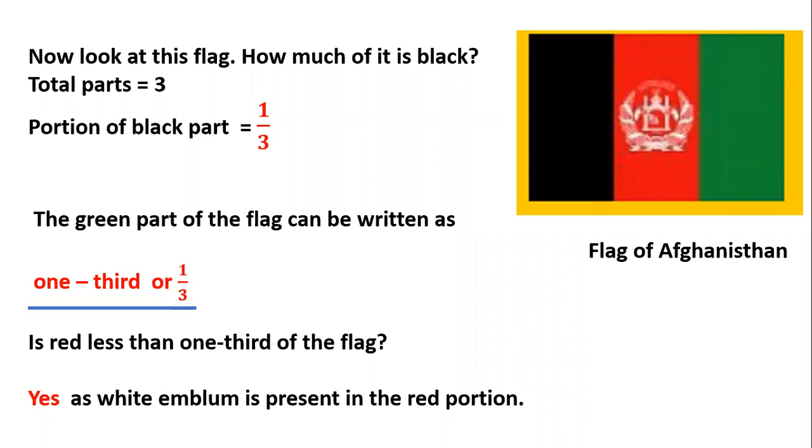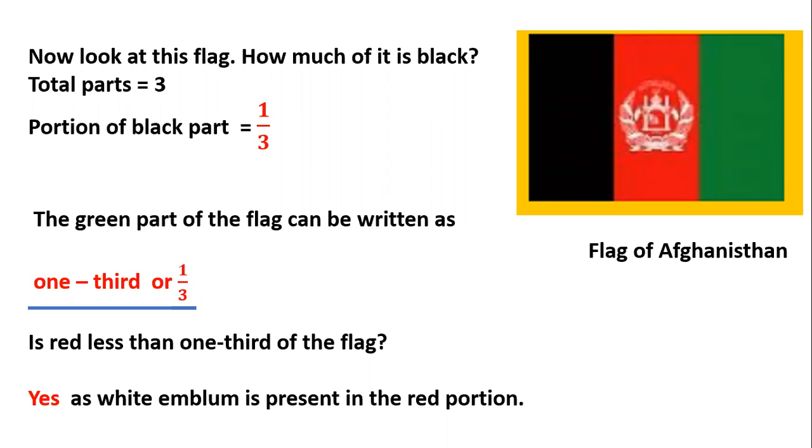Look at the flag. How much of it is black? Out of 3 equal colors, black is one portion of that. So 1/3 is the black color. Green is also 1/3. All 3 are 1/3.